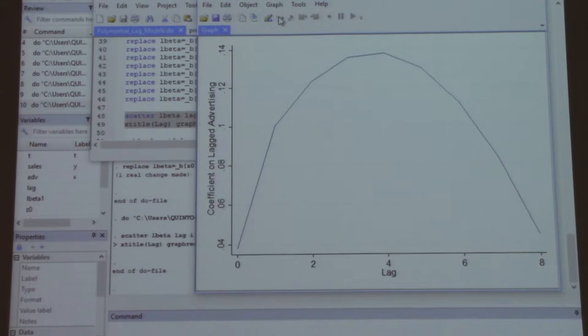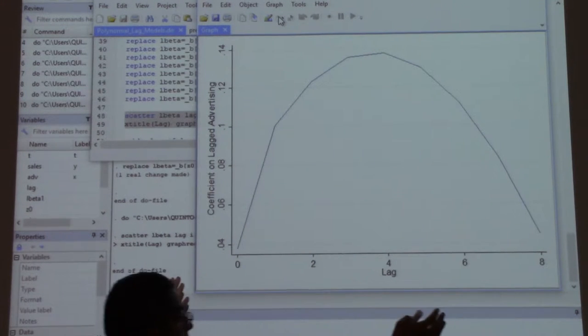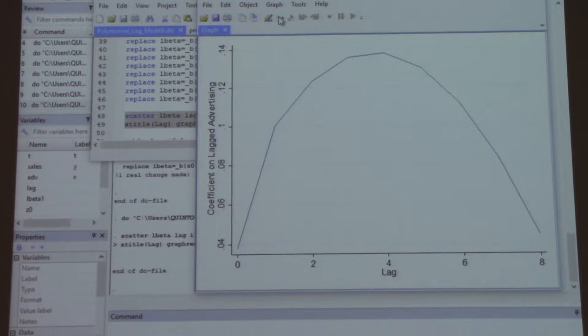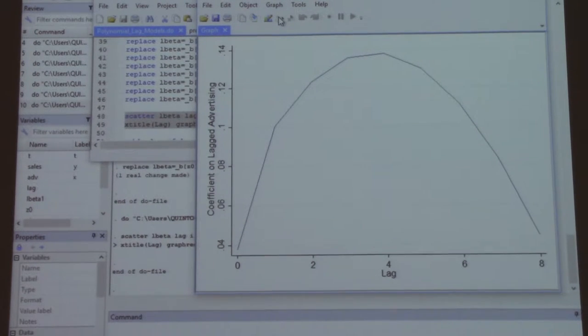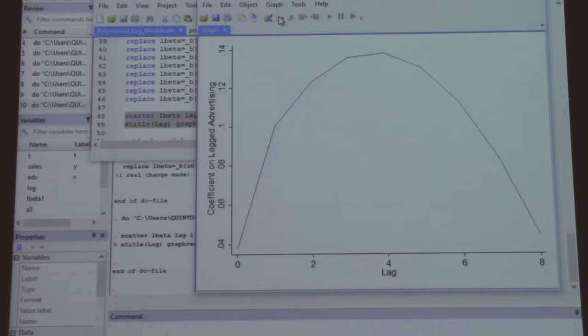But here we can say something. Here we can say that advertising is lasting about eight periods, whatever this is, weeks, months, days, hours if you're looking at internet ads or radio. It peaks at around the fourth period. So we give a duration of how long advertising lasts, when its biggest effect is, and when it starts to die out. This is pretty cool. To get there, we got to go through all that.